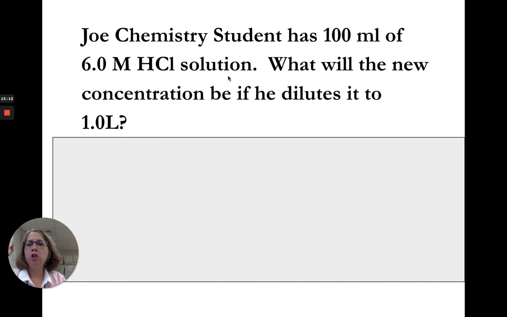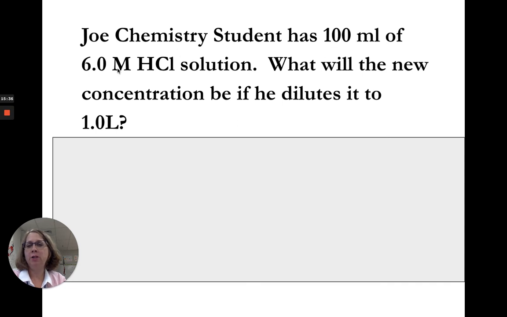All right, Joe, chemistry student, has 100 milliliters of 6-molar hydrochloric acid. Let's assume that's 3 significant figures. What will the new concentration be if he dilutes it to 1 liter? Now, the only trick in this problem is we have 2 different units. So you can either change milliliters to liters, or you can change liters to milliliters, and that's what I'm going to do.